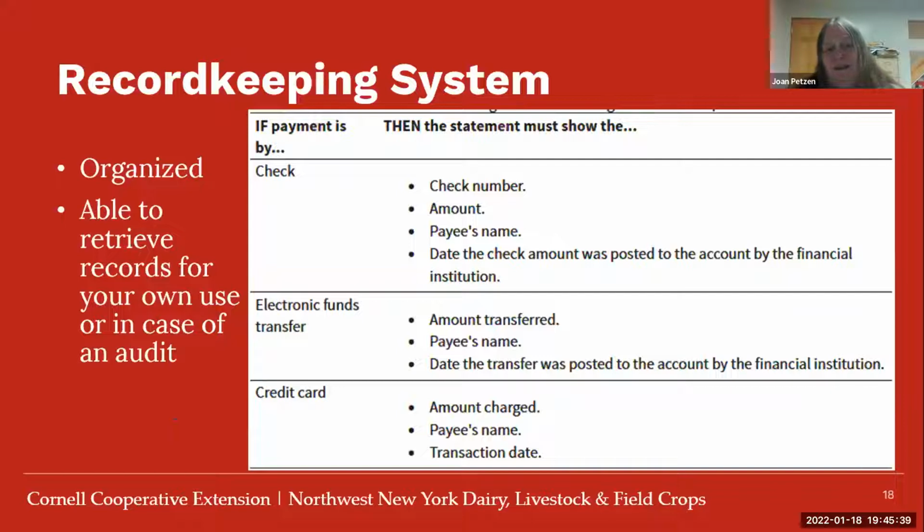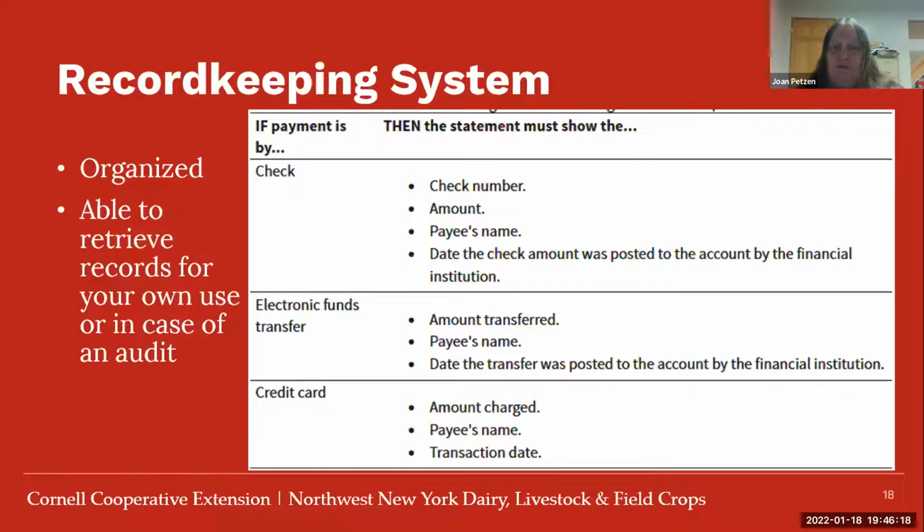So for our record keeping system, one of the keys is it has to be organized. You have to be able to retrieve the records for your own use or in case of an audit with the IRS. For your own use, maybe you buy a part, you put it into a piece of equipment or use it to repair something, and then you find out the part's defective and you need to return it. Or the part had a 3-year warranty and now it's 2.5 years later and you need to be able to find that receipt in order to return that item and get credit for it. That would be sort of what we need for that.